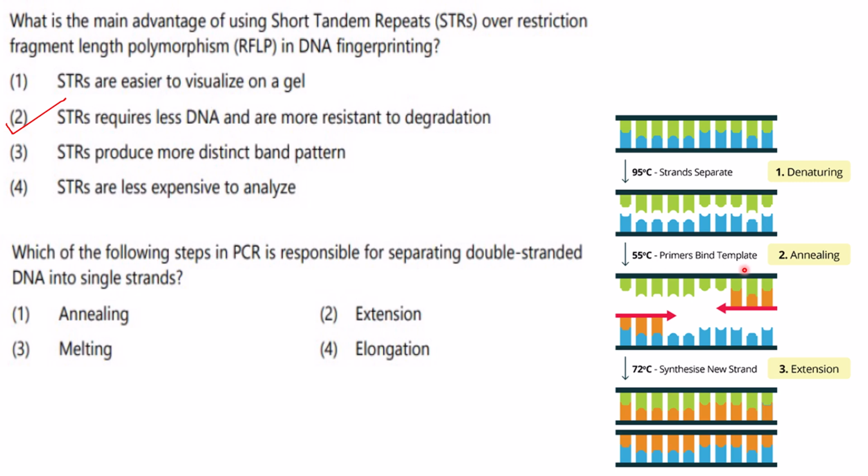Then once you get the single strand, you have the annealing step where the primers bind based on their complementary base pairing, and they will start amplifying your gene of interest. Then at 72 degrees centigrade, that is your extension. So these are the various steps in PCR. The step responsible for separating double-stranded DNA into single strand is the denaturation step, or melting. So answer is option 3.